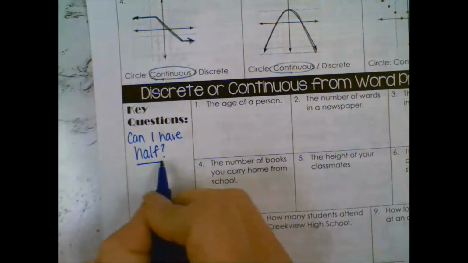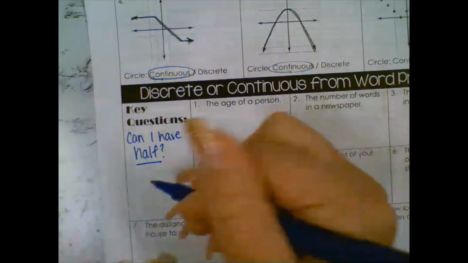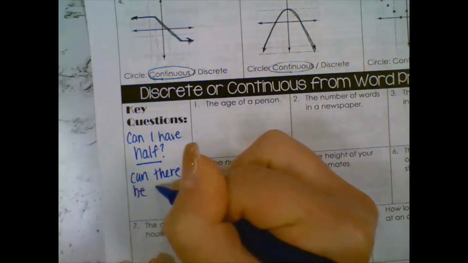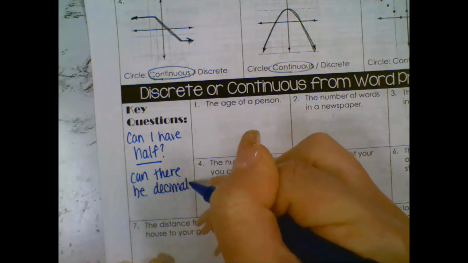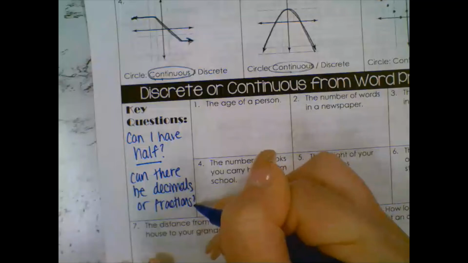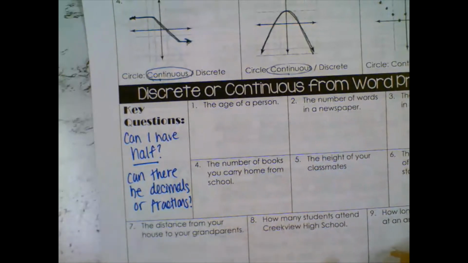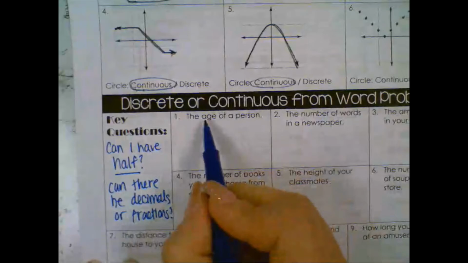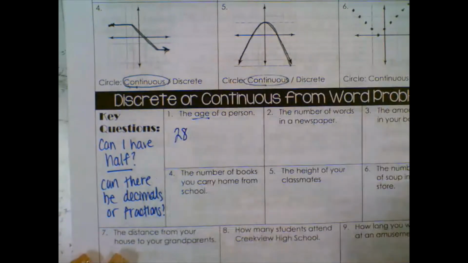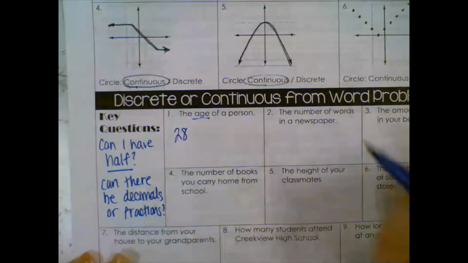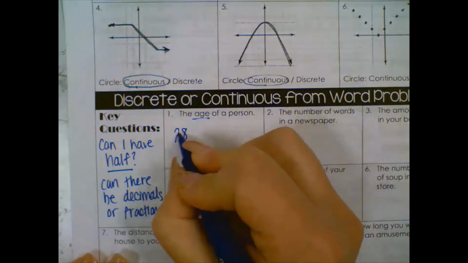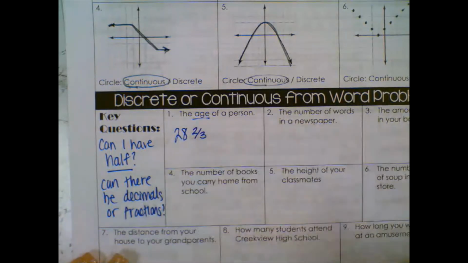Can I have half? So that's what I always start with, but what we mean by that is, can there be decimals or fraction versions of the number? Decimals or fractions. But can I have half is a good starting point. So can I have decimals or fractions? So if we think about the age of a person, if I were to say my age right now, I'm 28, but if I want to be more specific, I'm not 28 on the day, I'm closer to 29 than I am 28. So I actually might be 28 and 2/3 of the way through.